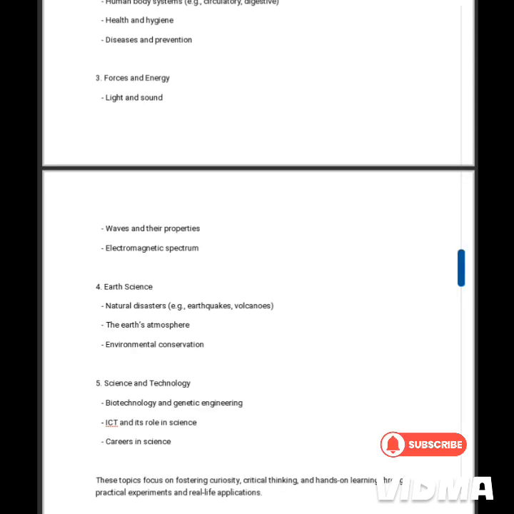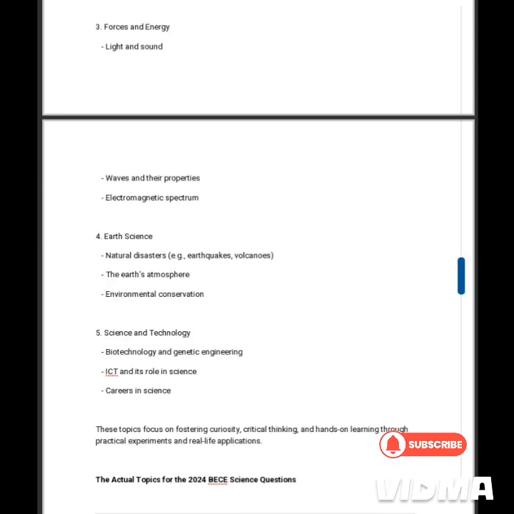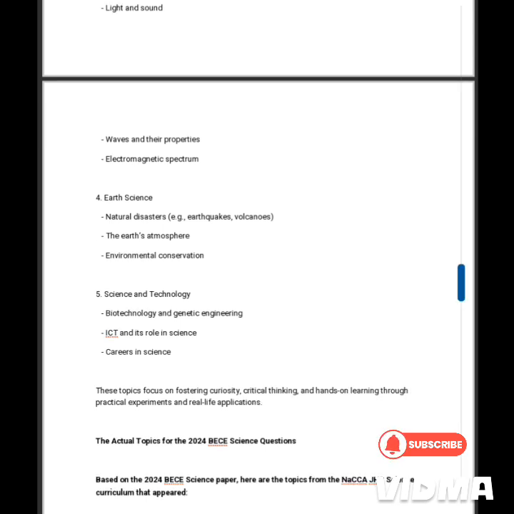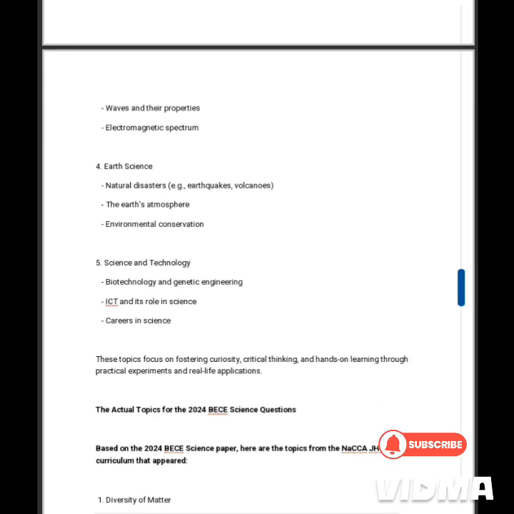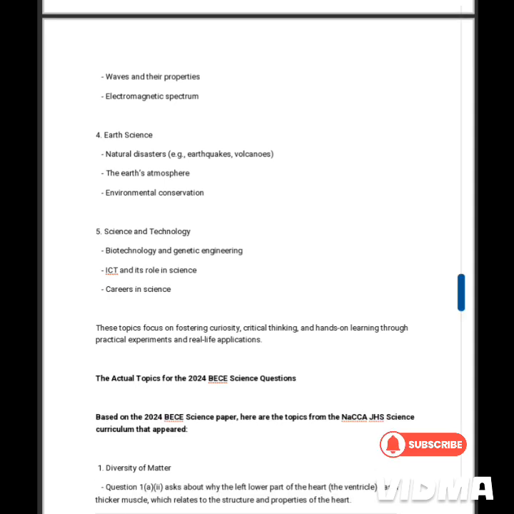The actual topics for the 2024 BECE Science Questions. Based on the 2024 BECE Science paper, here are the topics from the NACA JHS Science curriculum that appeared. 1. Diversity of matter. Question 1a asks about why the left lower part of the heart, the ventricle, has a thicker muscle, which relates to the structure and properties of the heart. Question 1bi addresses plant parts: maize, tomato, and cassava, linking to the diversity of plant matter.